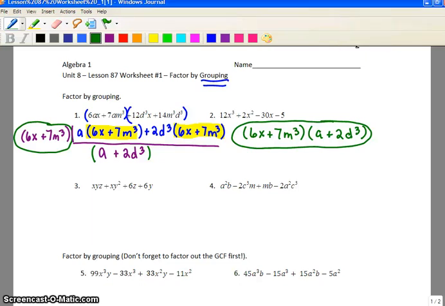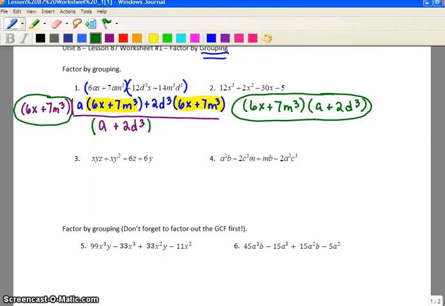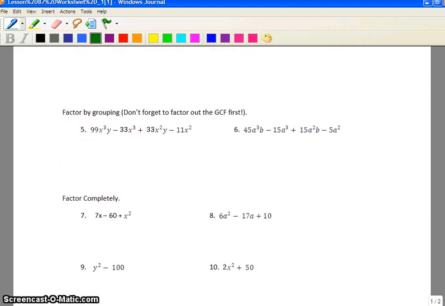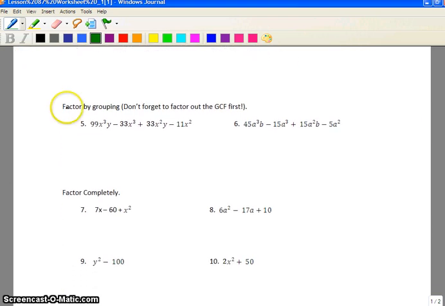Okay, let's go down to this second section here, asking us to do the same thing except the instructions are just a little bit different. It says we're going to factor by grouping, but it's also telling us not to forget to factor out the greatest common factor first. That should always be your first question whenever you are factoring. Whether you have 4 terms, 3 terms, or 2 terms, your very first question should be, can I take something out of all of these terms?